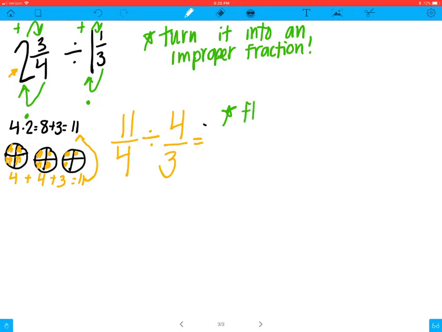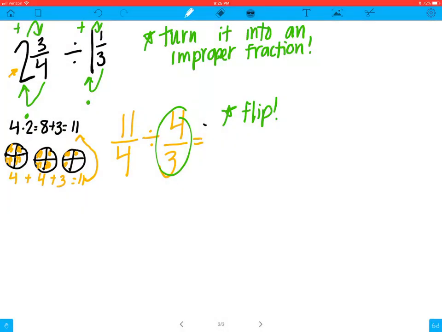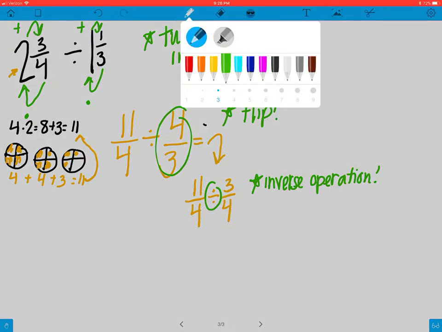So let's get to that next step. I need to find the inverse. And I'm only finding the inverse operation of the second fraction. I'm not doing both. Then I would just have the same exact number. It's not how this happens. So it's 11 over 4 divided by 3/4. I find the inverse operation. The inverse operation in this case is multiplication. So it turns into 11 over 4 multiplied by 3/4.